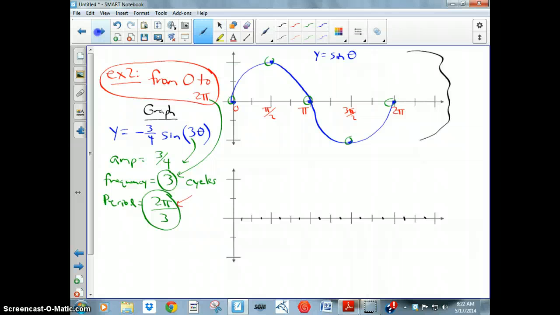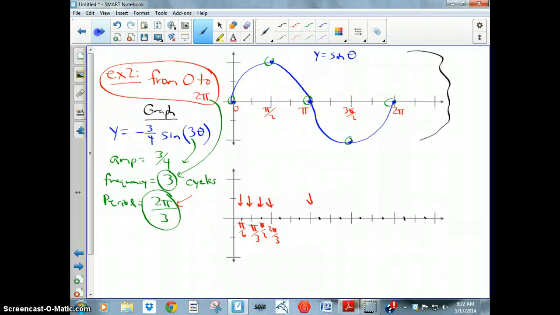2 pi over 3 would be the end of the first cycle. So 2 pi over 3 is going to go right there. Now, this line right here, what's half of 2 pi over 3? Times the bottom number by 2, you get 2 pi over 6, which reduces to pi over 3. And then times the bottom number again, and this is going to be pi over 6. And that's what I count by. So this line is 1 pi over 6. That's 2 pi over 6. This line is 3 pi over 6, which reduces to pi over 2. This line is 4 pi over 6. That's where the first cycle will end.